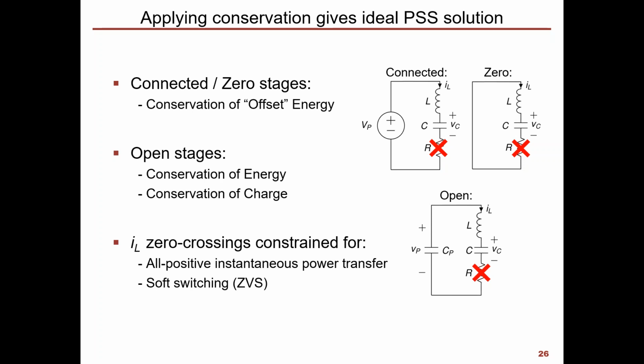Now, we can do this then using only the stage transition point states. And so what is IL at the transition point? What is VC at the transition point? We can relate all of these transition points by conservation of energy and conservation of charge. And so that's applicable for our connected and 0 stages as well as our open stages. That governs the laws of how the piezo has to operate in order to maintain the same cycle to cycle. In addition to those, we can constrain our IL 0 crossings for all positive instantaneous power transfer and solve exactly what those switching times would need to be.